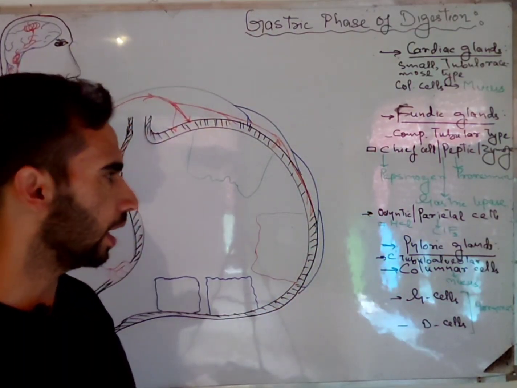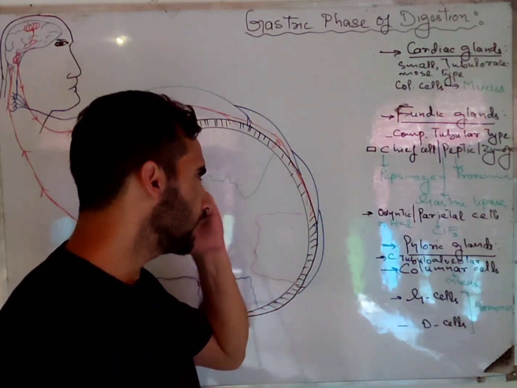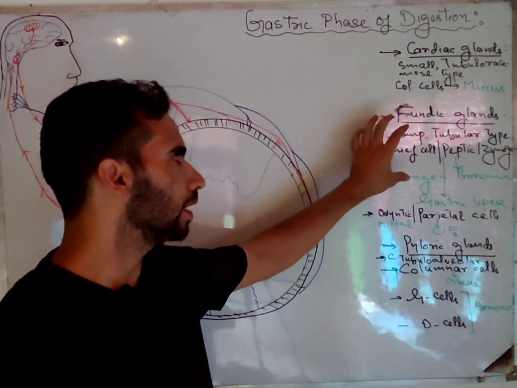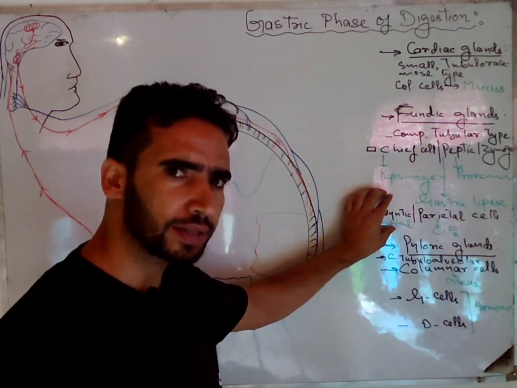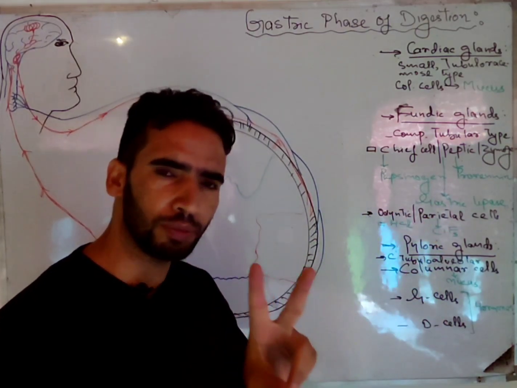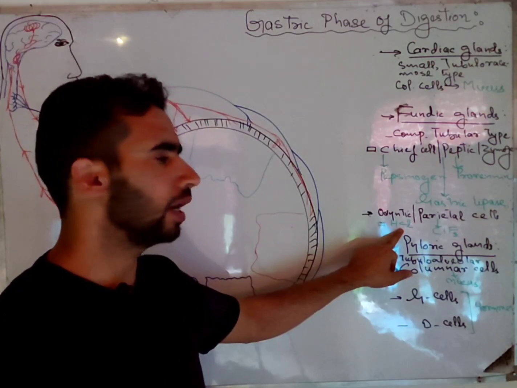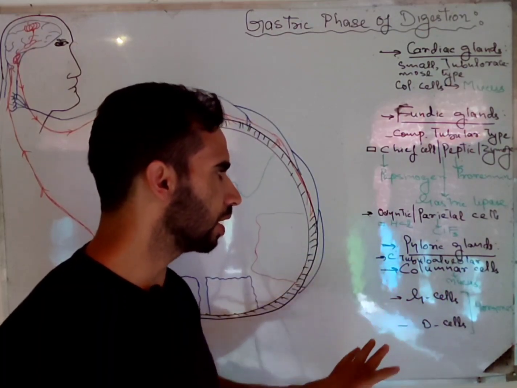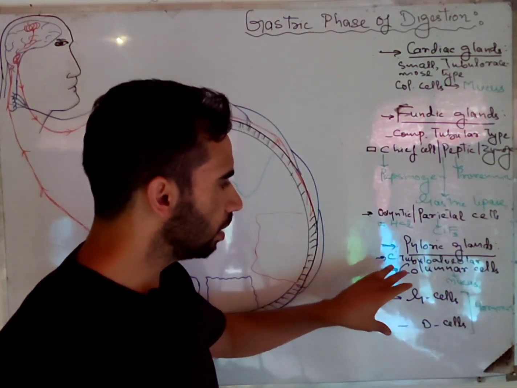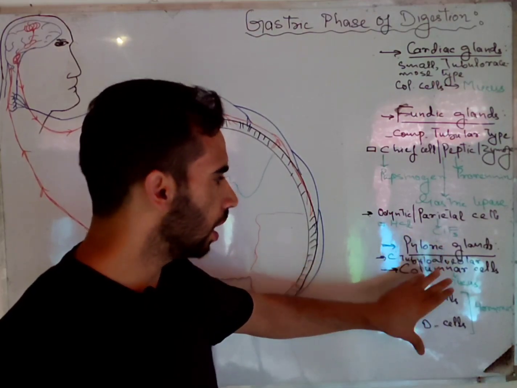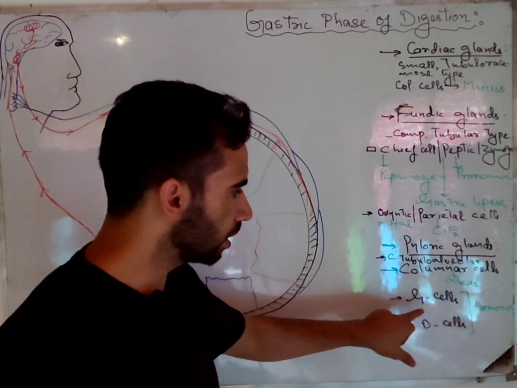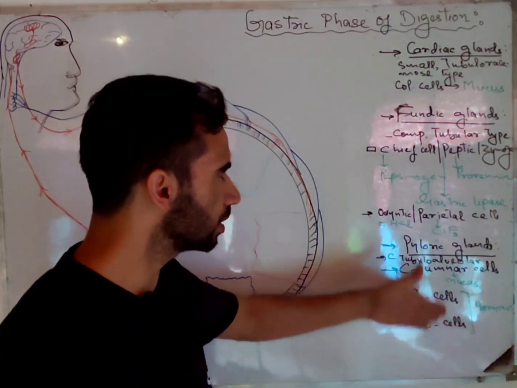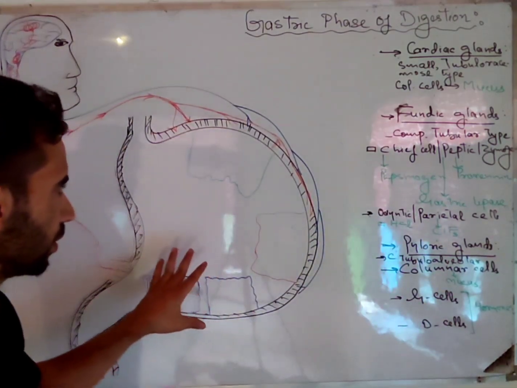Then we have another type of cell which is present mostly in the fundic glands. They may sometimes be present in the pyloric region as well, but mostly they are present in the fundic glands, and are called oxyntic cells or parietal cells, which are responsible for the synthesis of two important things: hydrochloric acid and the intrinsic factor. And the third type of gland is the pyloric gland, which is of compound tubulo-alveolar type, and the main cells present in it are columnar cells for the synthesis of mucus, and G cells and D cells for the synthesis of different hormones.